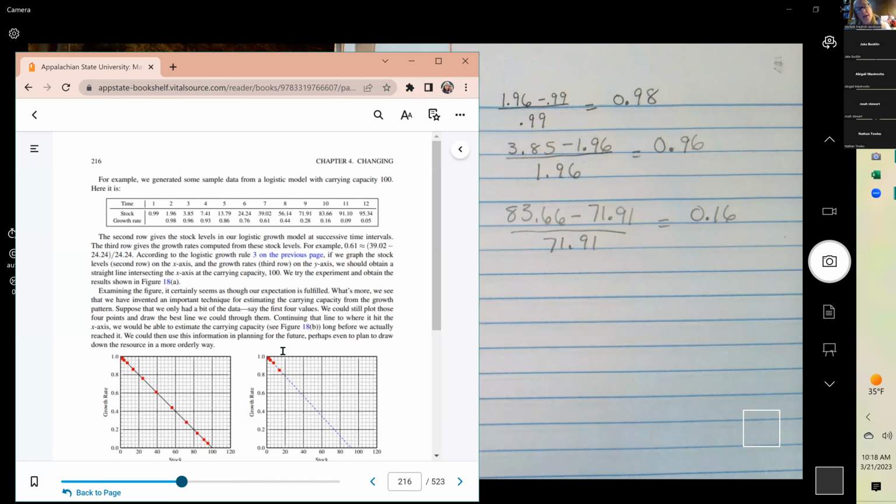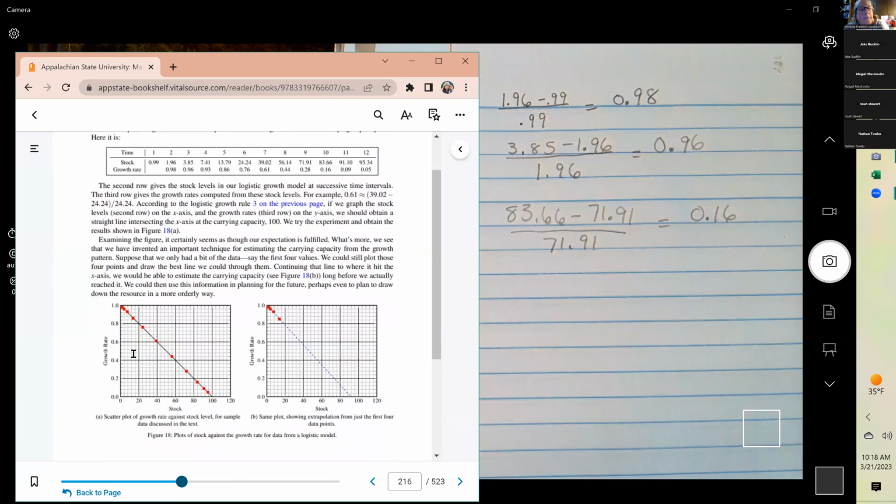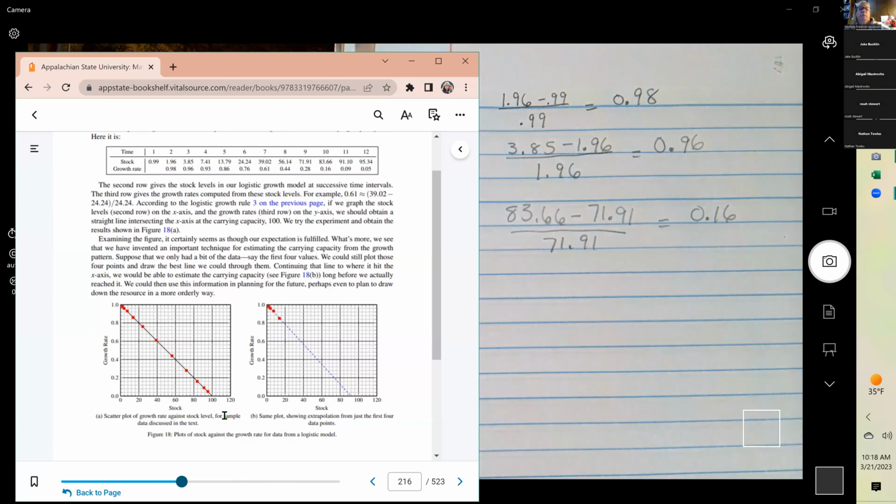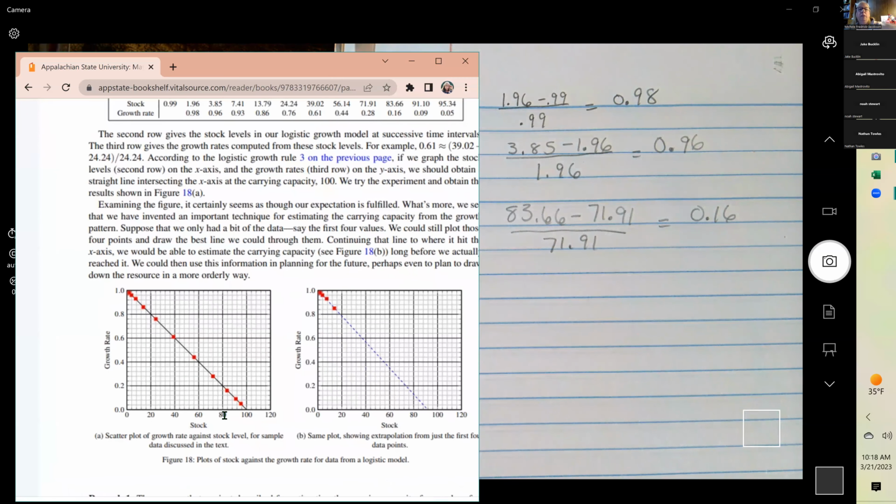Now the graphs. For the first one, they plotted all the points. Stock was X and growth was Y, and so it formed this linear line. In the second one, they only graphed the first couple and then estimated the line.